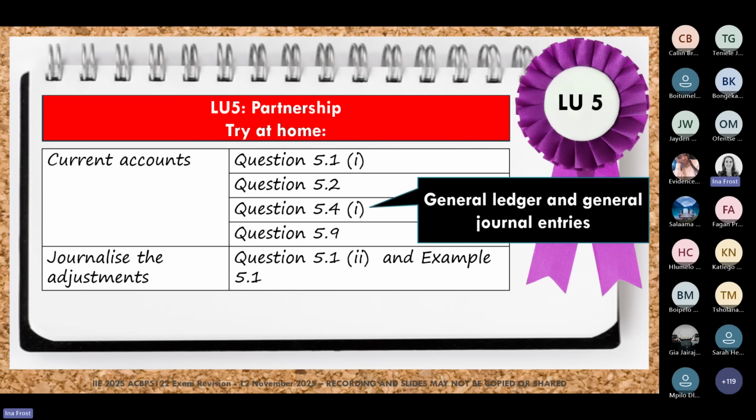If you want to practice more questions with current accounts, there are quite a few of them in Learning Unit 5 in your textbook. When it comes to current accounts, you must be able to do them in the general ledger, but you also need to be able to do the general journal entries. In my example today, I only showed you the general ledger, but please also practice these questions for the general journal entries. Question 5.1 is a good question to practice for the general journal entries for the current accounts.